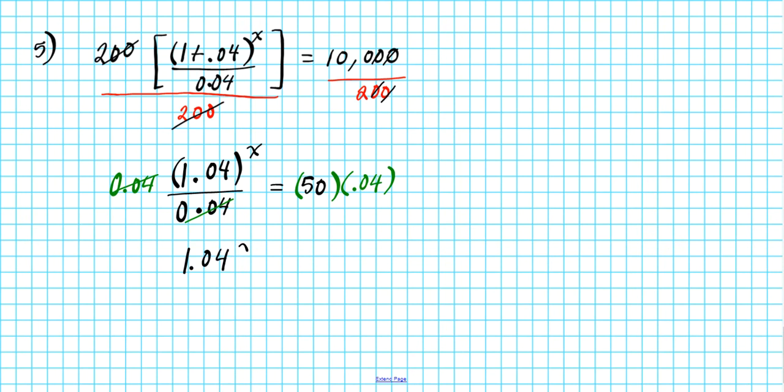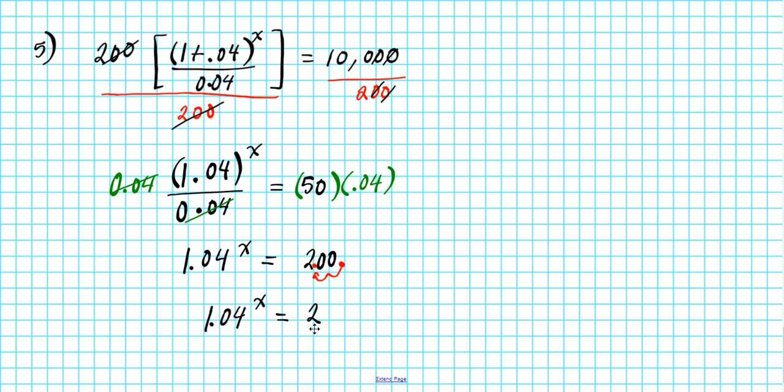So we have 1.04 to the x power equals, now this is not difficult to multiply. You just multiply 50 times 4, which is 200, but you have 2 decimal places in one of your factors, so you adjust your decimal points in the result accordingly. So move it 2 places to the left to compensate for these 2 decimal digits here to the right of the decimal point. So we have 1.04 to the x power equals 2.